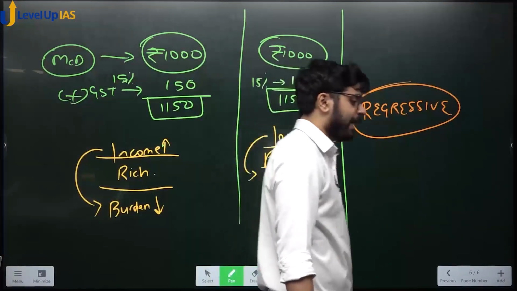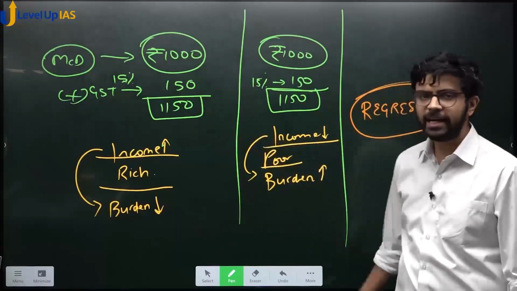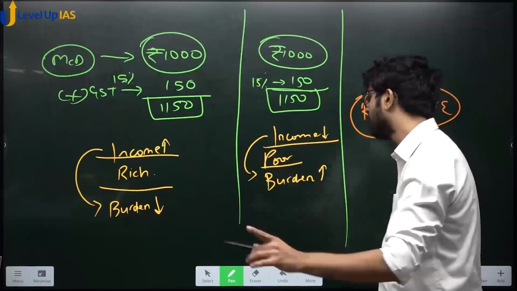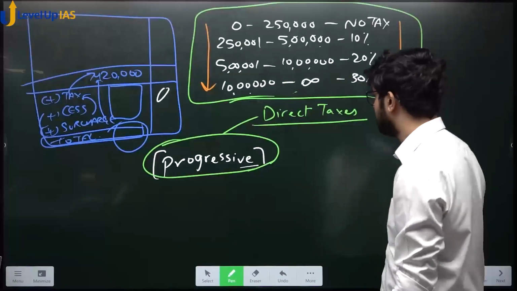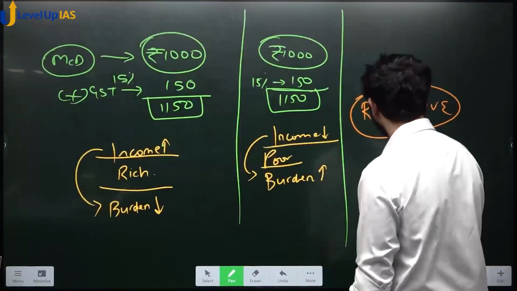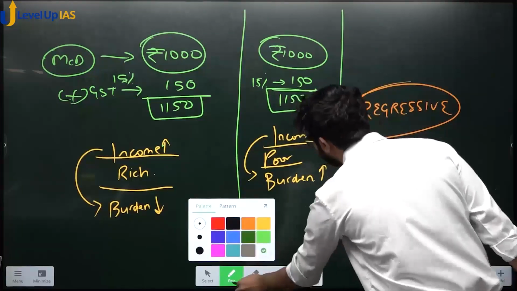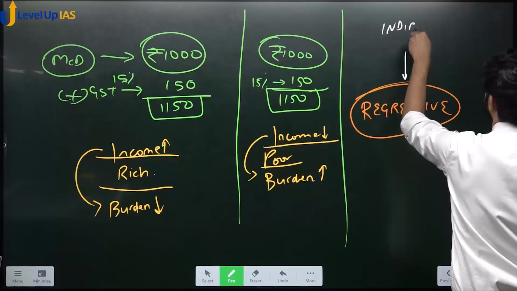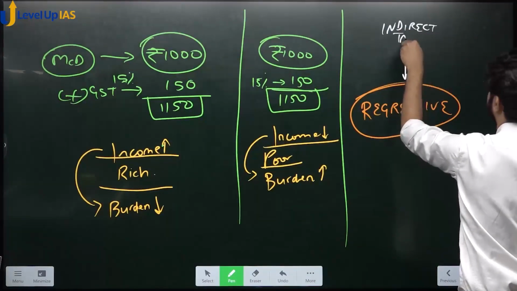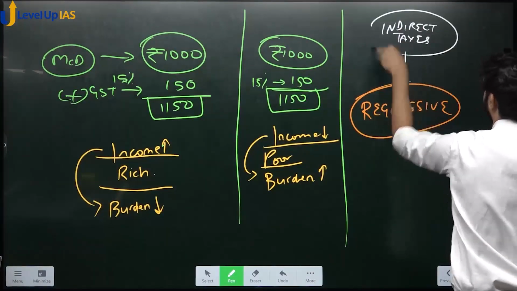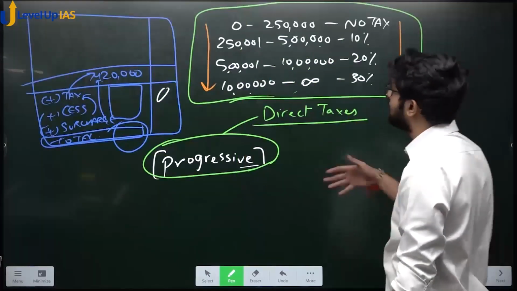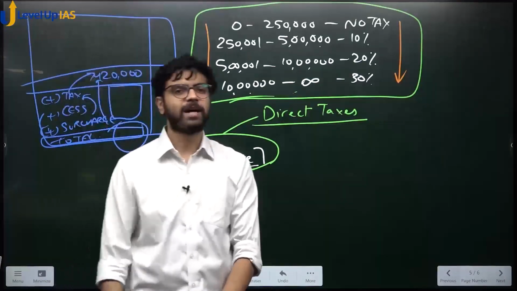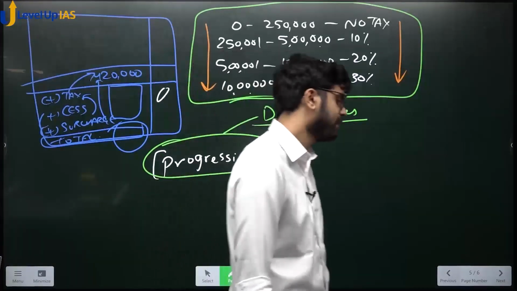Okay? Indirect taxes. GST is an indirect tax. Indirect taxes are regressive in nature. Direct taxes are progressive in nature. I hope you are able to get this. We have a progressive system of taxation when it comes to direct tax. We have a regressive system of taxation when it comes to indirect tax. Is this clear? Very good.